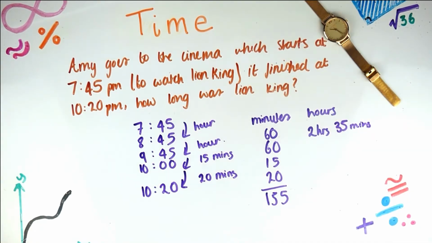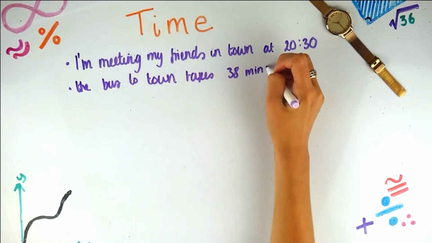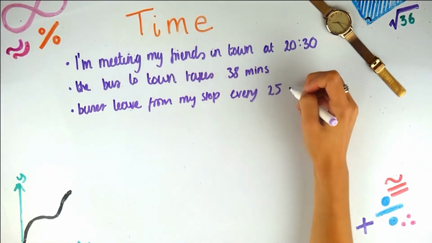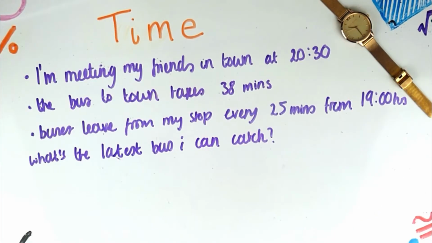Let's do another question. So next question, again a really relevant to everyday life type question. So I'm meeting my friends in town at 8. The buses to town from where I live take 38 minutes, and the buses leave from my bus stop every 25 minutes after 7. So what's the latest bus I can catch?